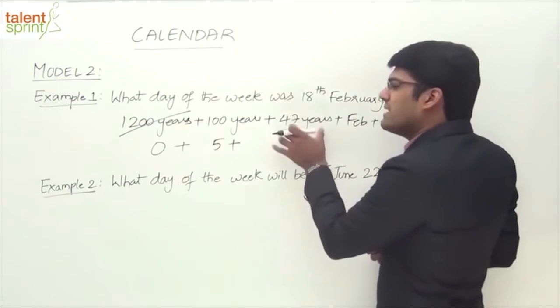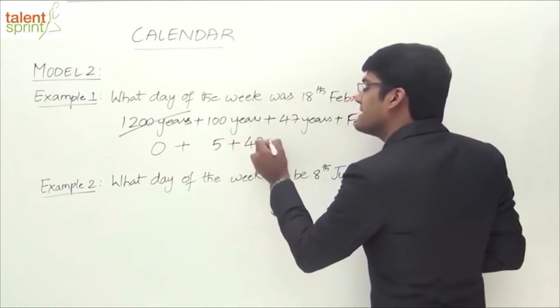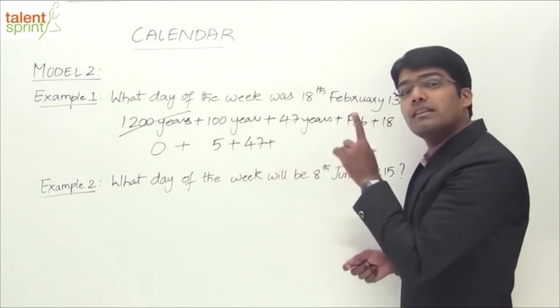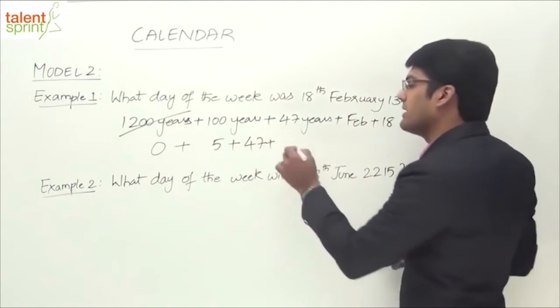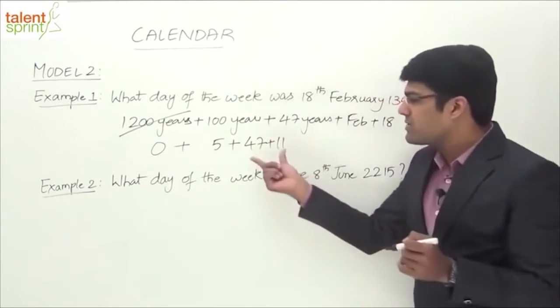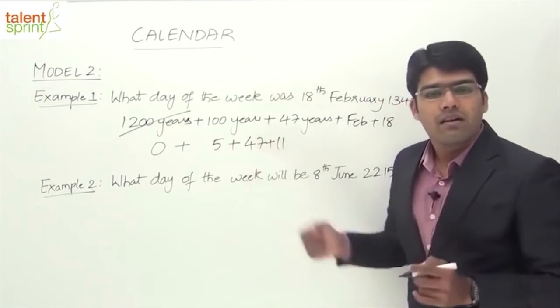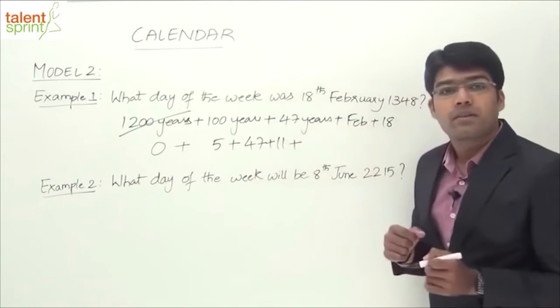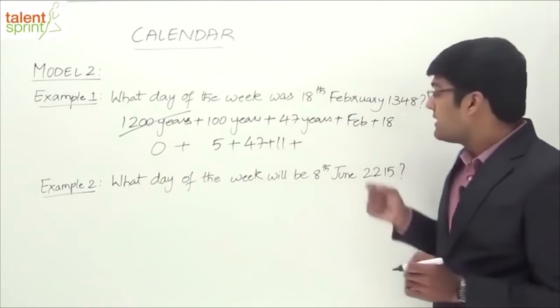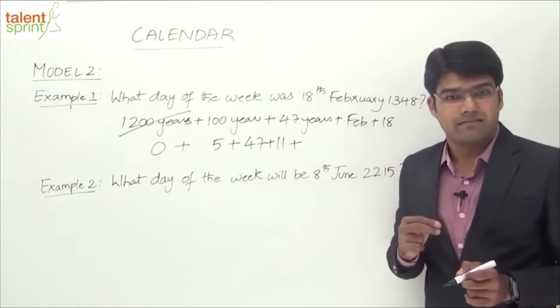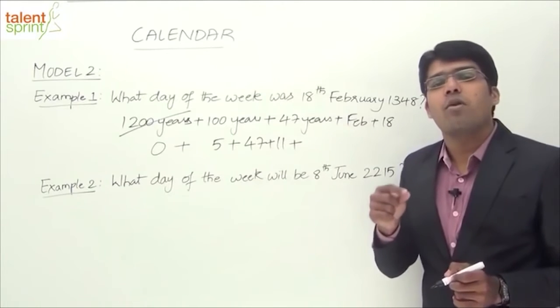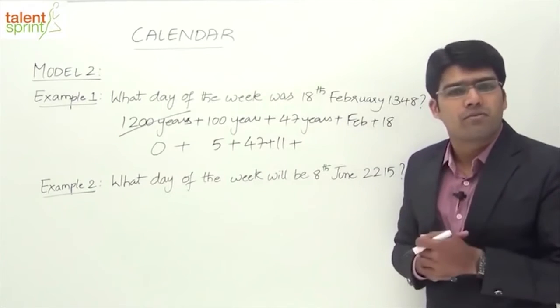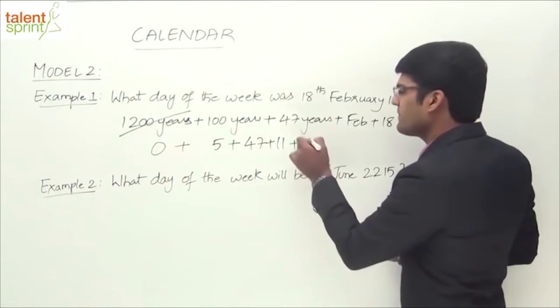Now 47 years will have 47 odd days, and since there are 11 leap years, those 11 leap years will have one additional odd day. So plus 11. We have already understood this calculation in the earlier examples that we have taken. Now comes the month of February. What is the code for February? The code for February is 3, right? That is nothing but the number of odd days for the months that come before Feb. So it is equal to 3.